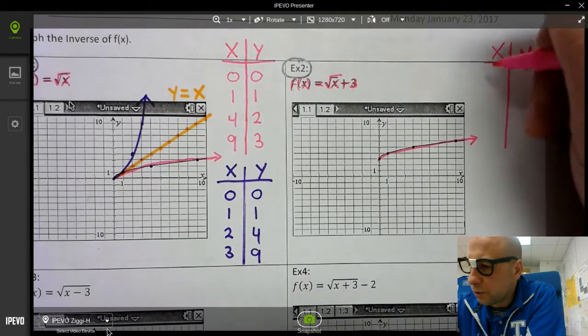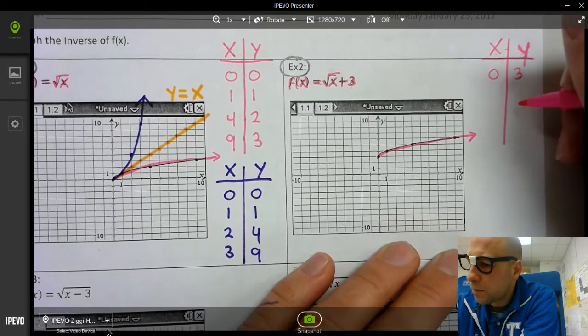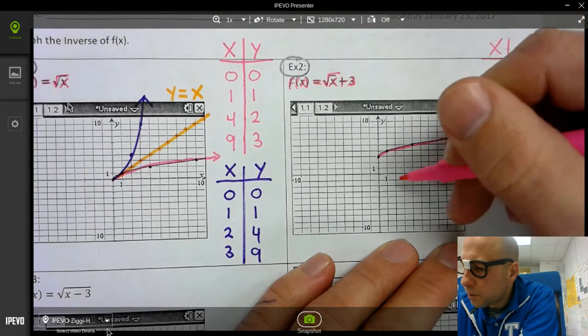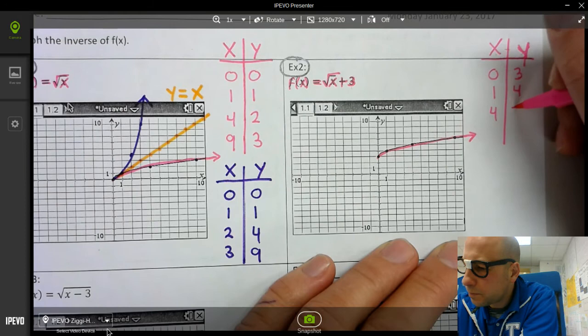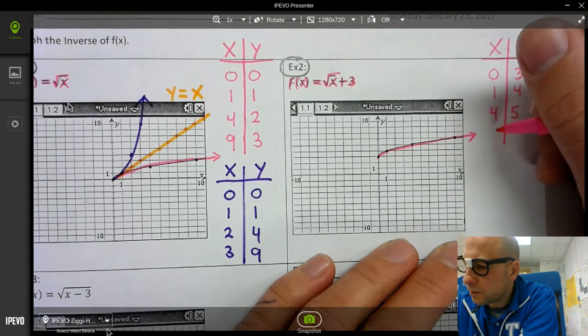All right, so 0, 3. 1, 4, 1, 2, 3, 4, 5, and then 9, 6.